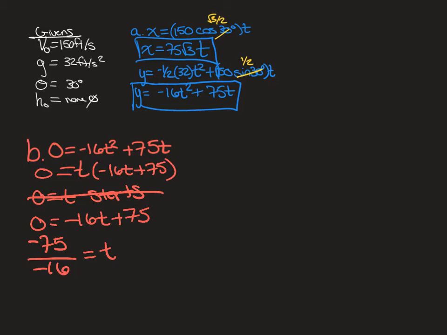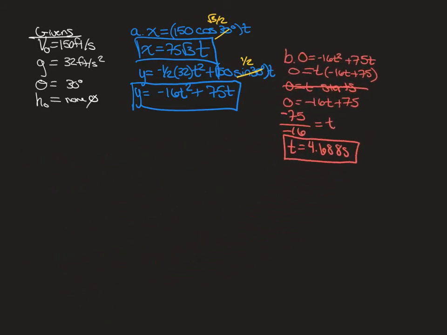Just grab a calculator. A negative divided by a negative is going to be a positive. 75 divided by 16 is approximately 4.688 seconds. Remember, story problems have story answers, so the ball's in the air approximately 4.688 seconds. So there's part B.